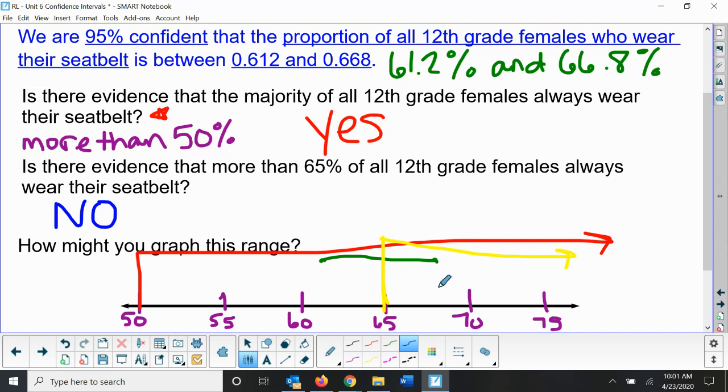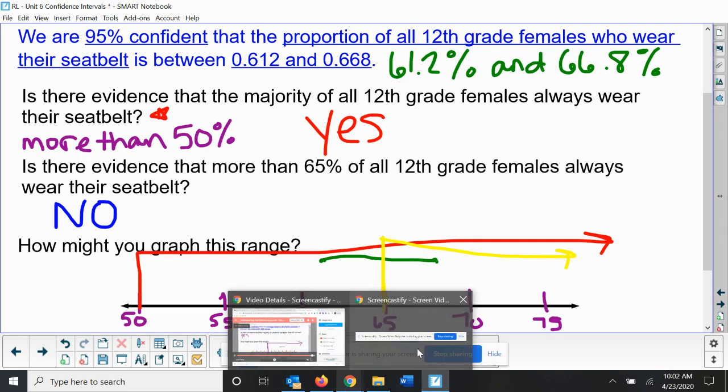And so we can't say that, yes, there's evidence to support that statement, because there's actually evidence to disprove that statement as well. So you've got to be really careful with these types of questions. And that's why I really like the graph. It really helps to give a visual too of what's happening in these situations.